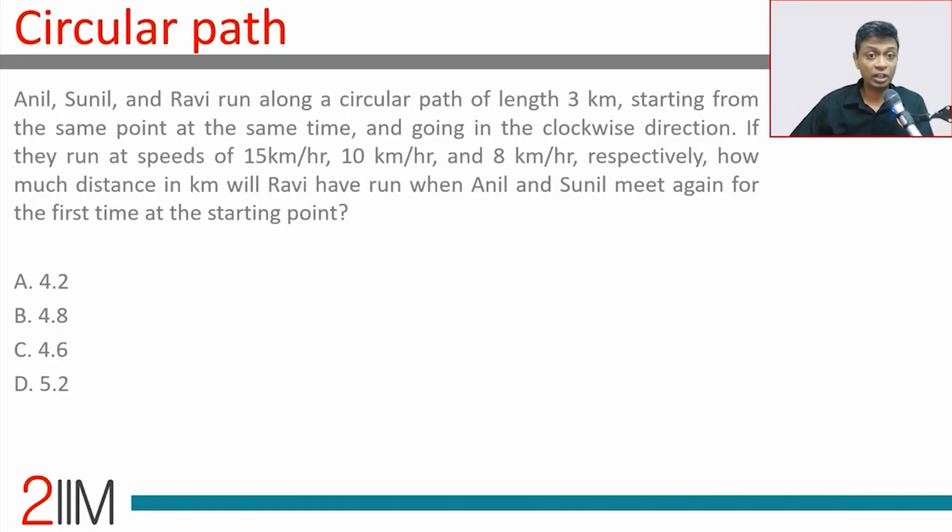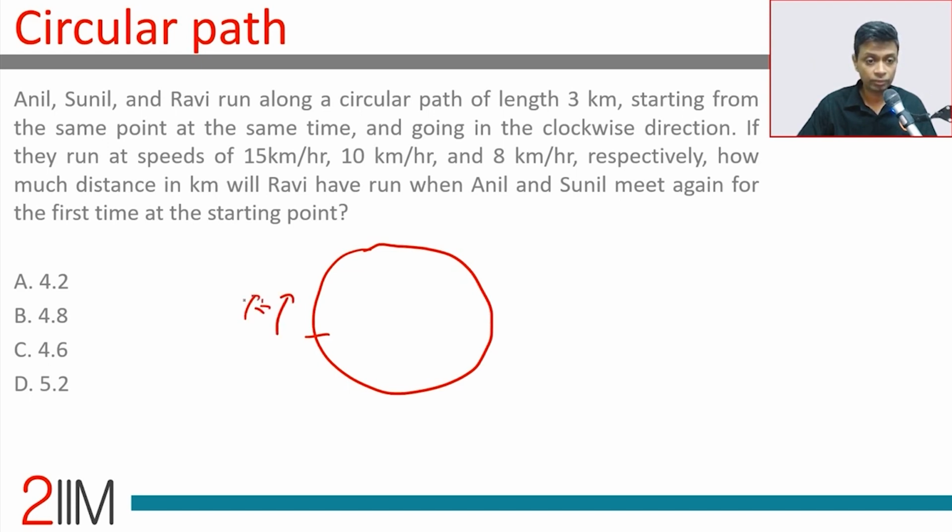Anil, Sunil and Ravi run along a circular path of length 3 kilometers, starting from the same point at the same time and going in the clockwise direction. So, Anil, Sunil and Ravi, clockwise, this is 3 kilometers. They run at speeds of 15 kilometers per hour, 10 kilometers per hour and 8 kilometers per hour. So, they go at 15, 10, 8. Anil, Sunil, Ravi. It's a 3 kilometer track.